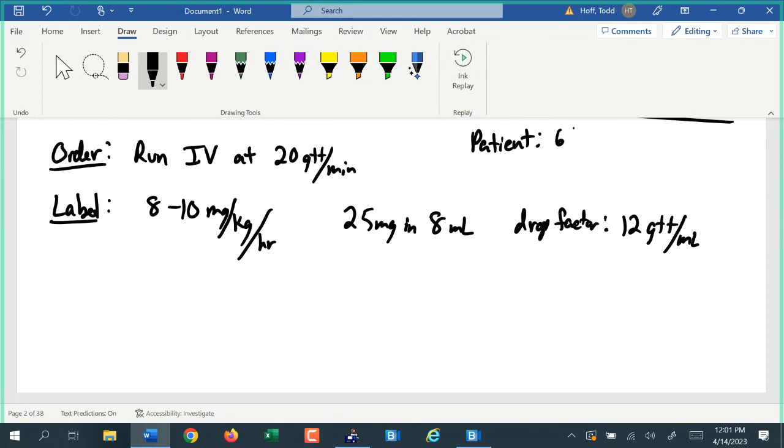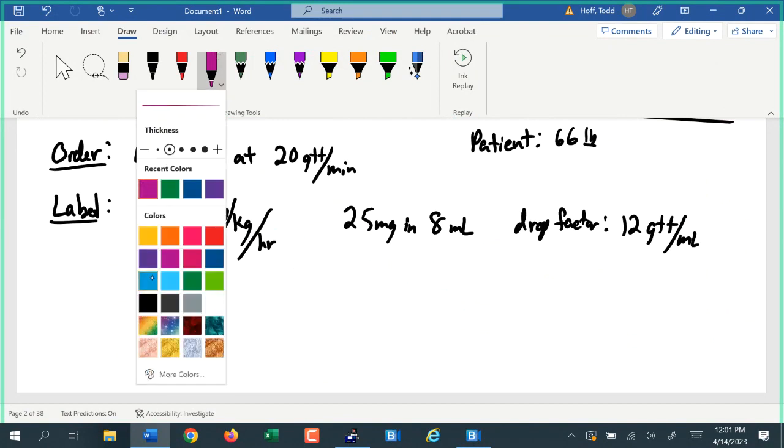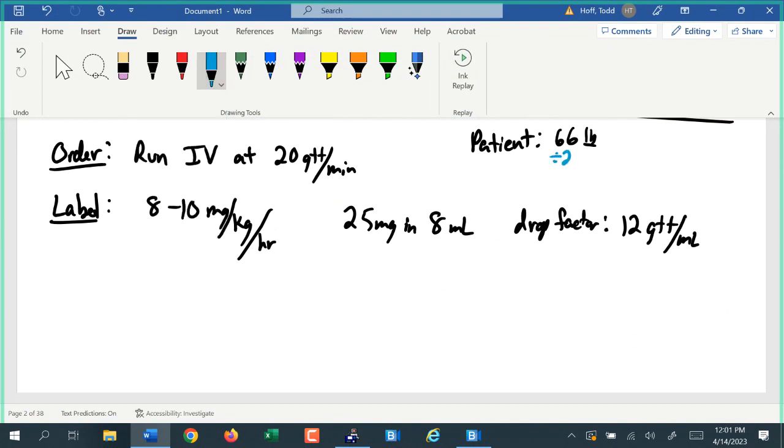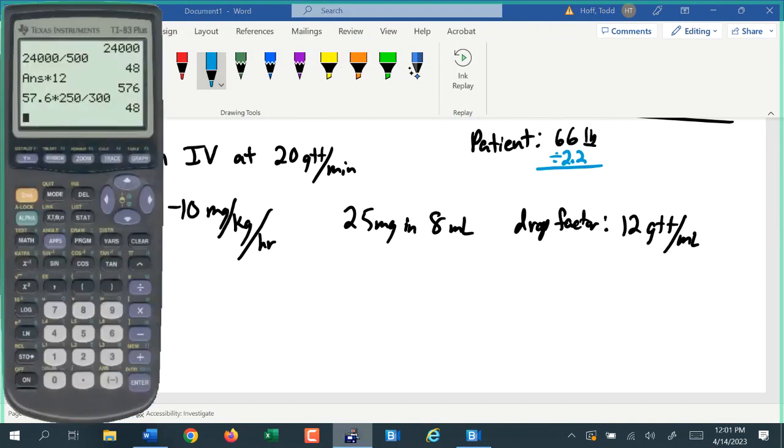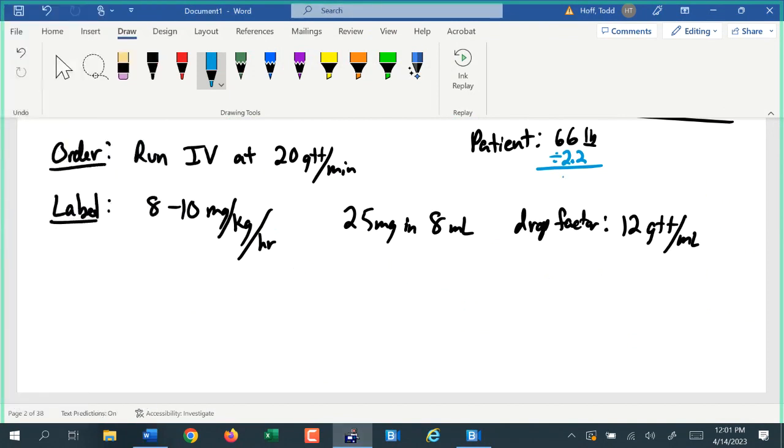Our patient is going to be 66 pounds here. So again, our first step is to convert our patient's weight to kilograms. We're going to divide by 2.2. 66 divided by 2.2 should give us 30 kilograms. So that's where we start our calculation.